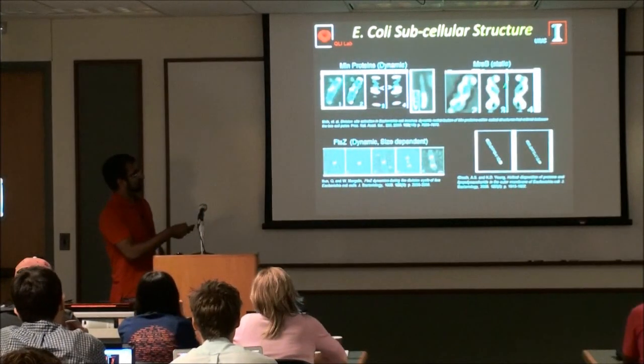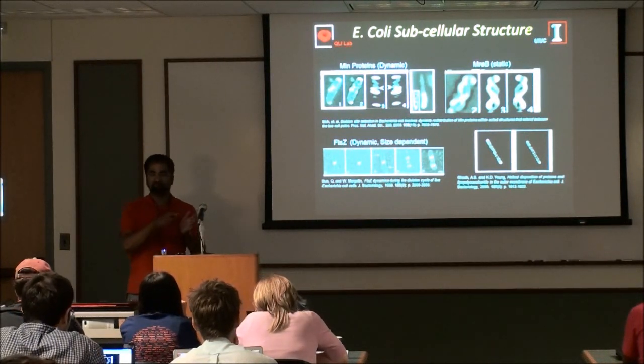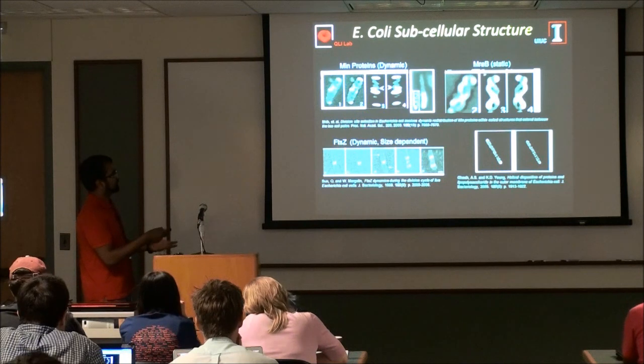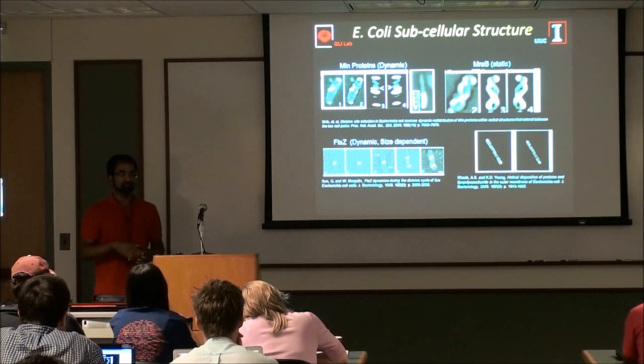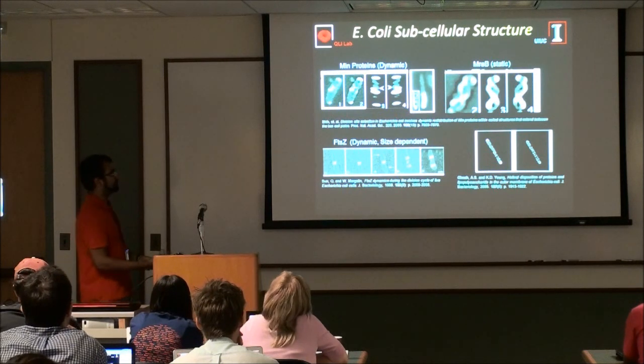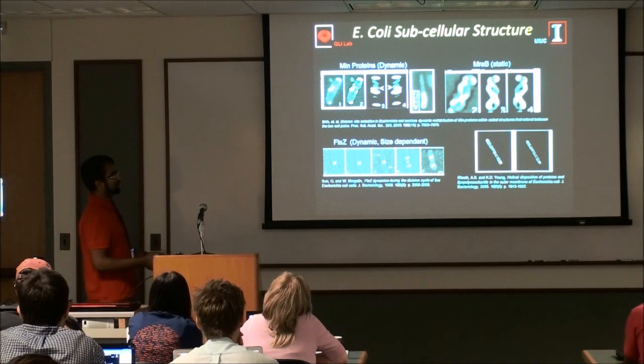So to actually do this kind of study in E. coli, they had to come up with different strains. They had to use very complicated methods. So it's not really something you can just do in your lab. You get a wild type E. coli strain, and you want to look at how its subcellular structure is changing. You can't just do that.